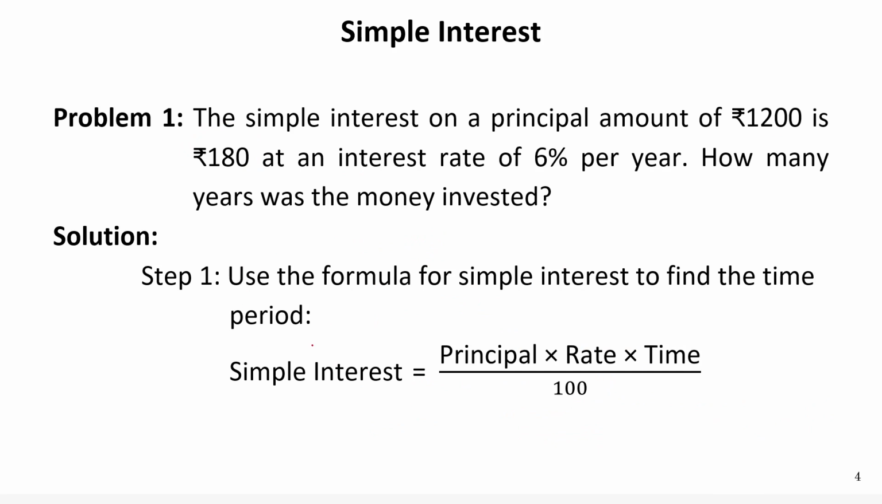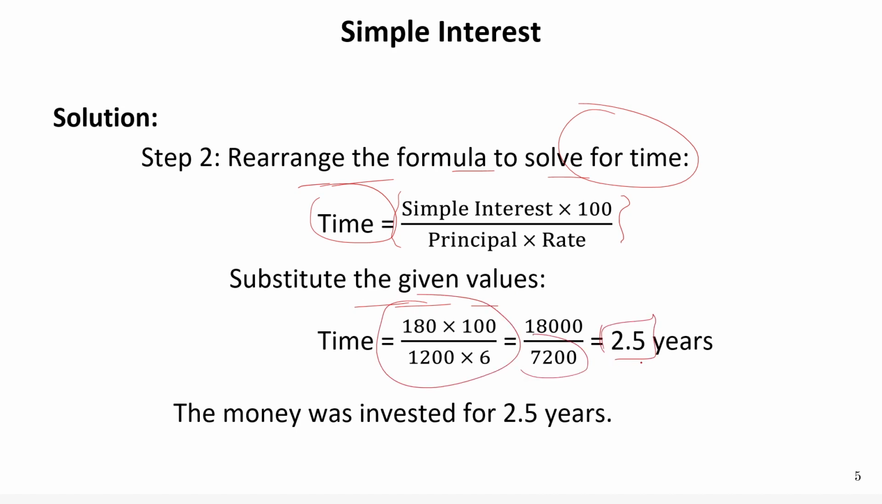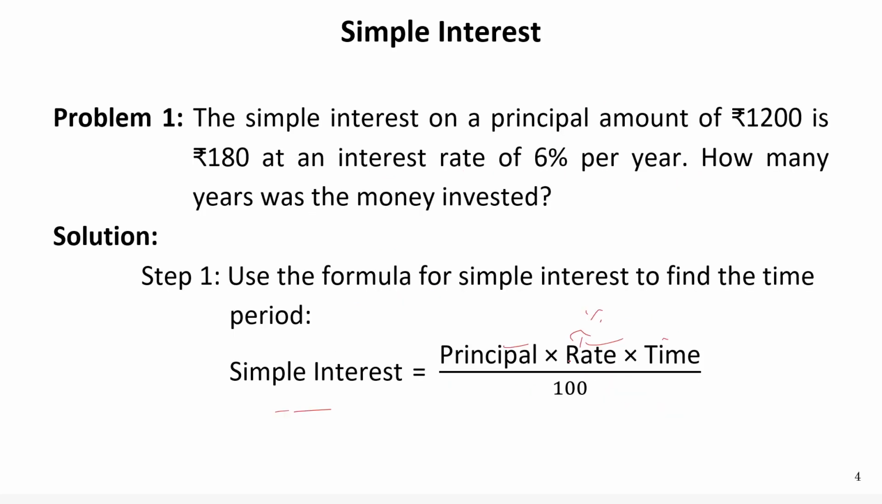So let's see the step by step solution. Using the formula, simple interest is equal to principal into rate into time, that is PRT by 100, when the rate is given in percentage terms. Rearranging the formula to solve for the time, we let the time go to the left hand side and all the other known terms to the right hand side. Substituting the given values, 18,000 by 7200 is equal to 2.5 years. So the money was invested for 2.5 years. So T is equal to 2.5 in this case. If the simple interest on a principal amount of 1200 is 180 at an interest rate of 6% per year, then it was invested for 2.5 years.